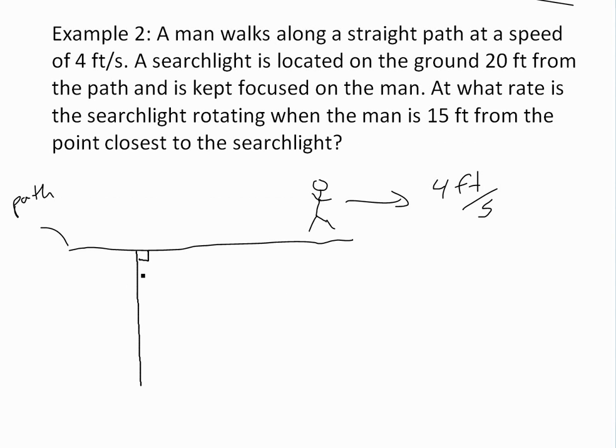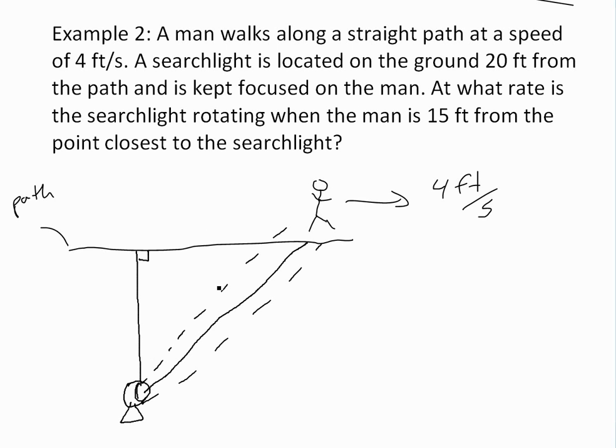So basically this perpendicular line from anywhere here, and this is going to be the searchlight. I'm going to draw it like something like this. And that's a light. Okay, searchlight is located 20 feet from the path, and is focused on the man. So it's going to be focusing on him. Let's draw it like that. And then let's just draw a line that is basically the distance from him to the searchlight.